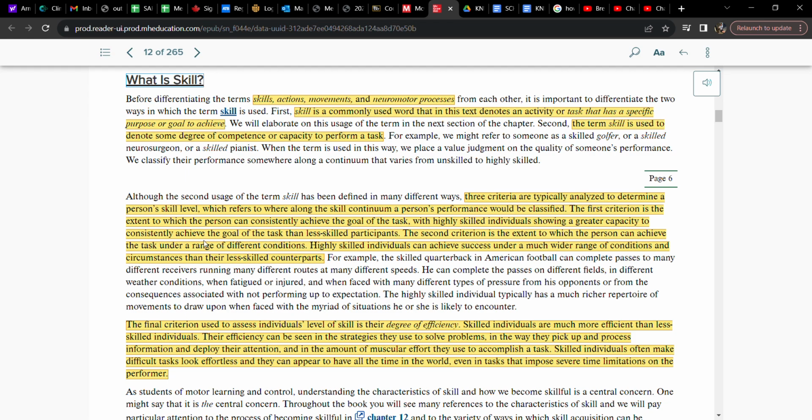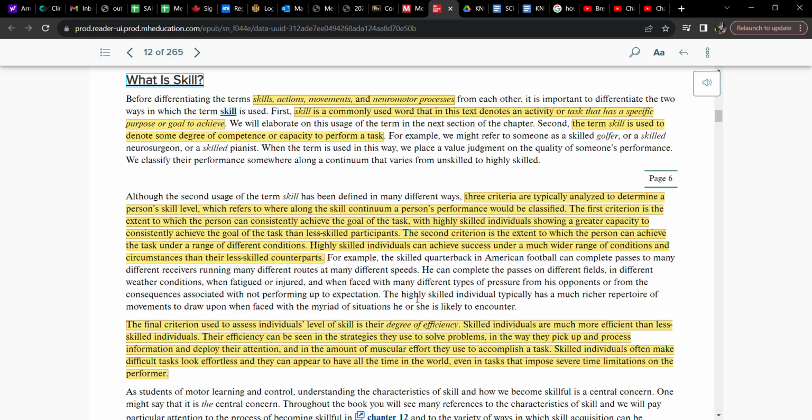So again, if we break these 3 criteria down, we're looking at, can you consistently achieve the goal? Can you do that over and over and over? If you're highly skilled, you can do it a lot more often than people who are low skill. If you can do it in a bunch of different conditions, so if you look at golf, can you do it in the wind? Can you do it in the rain? Can you do it in the sun? Right? That's different conditions. Then that implies a bit more skill expertise.